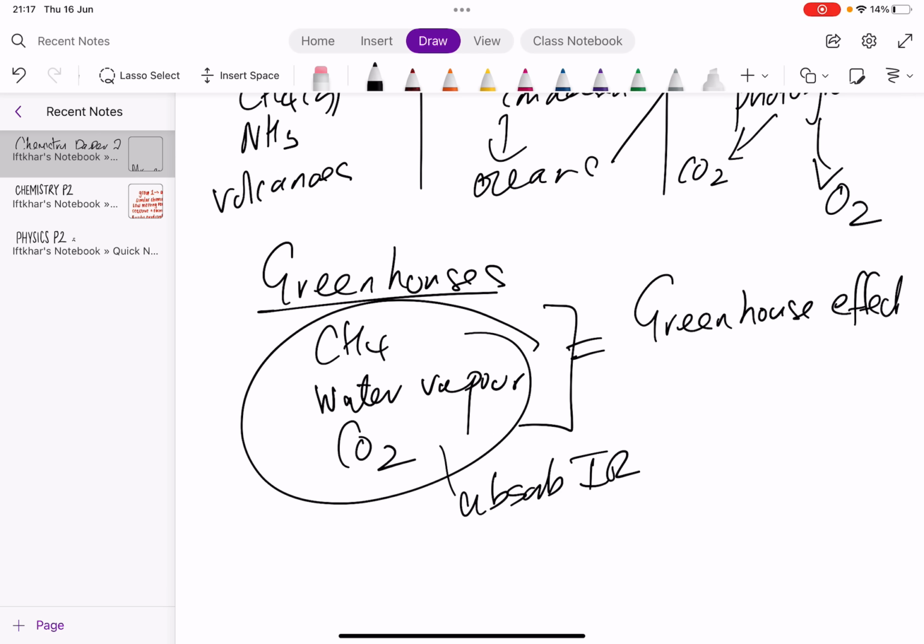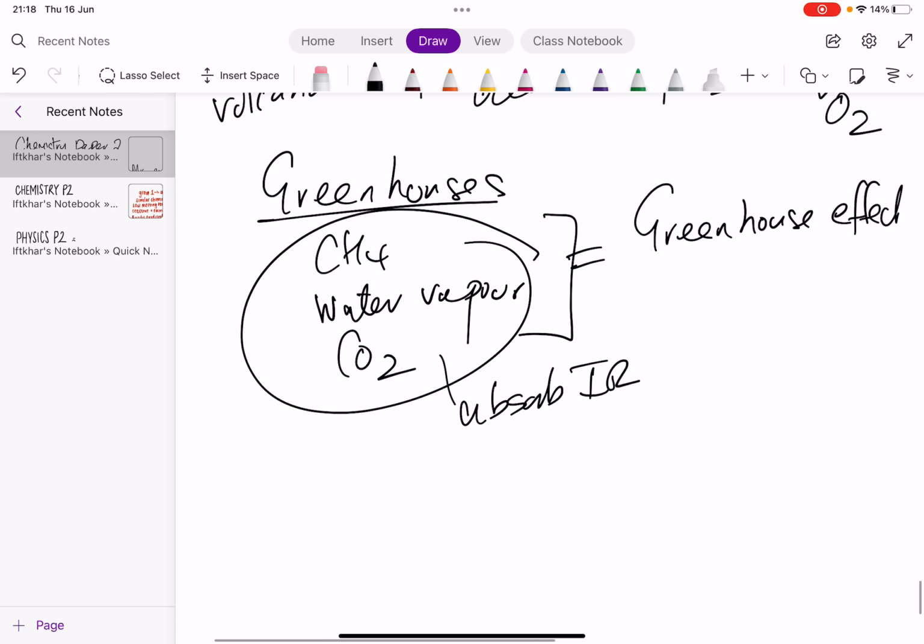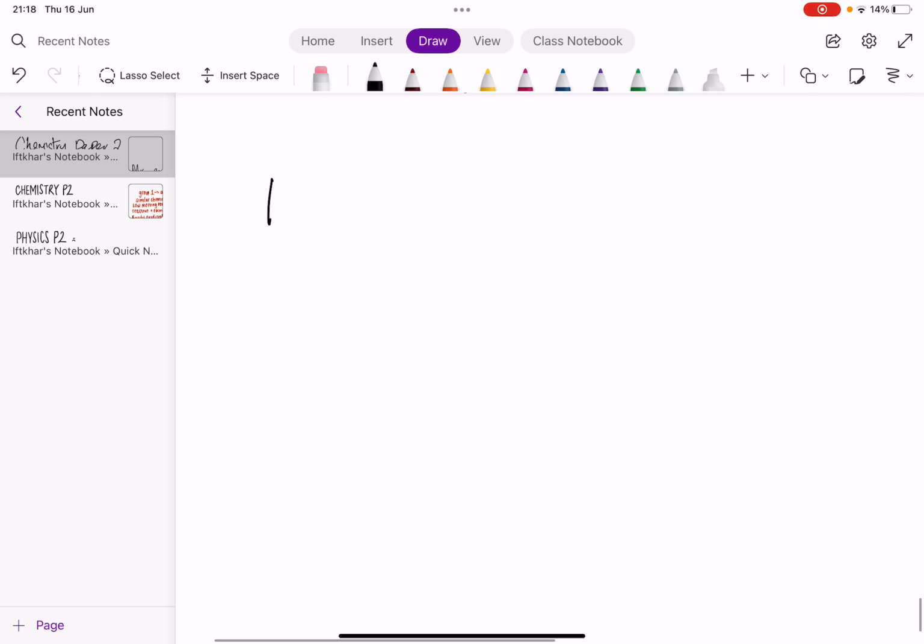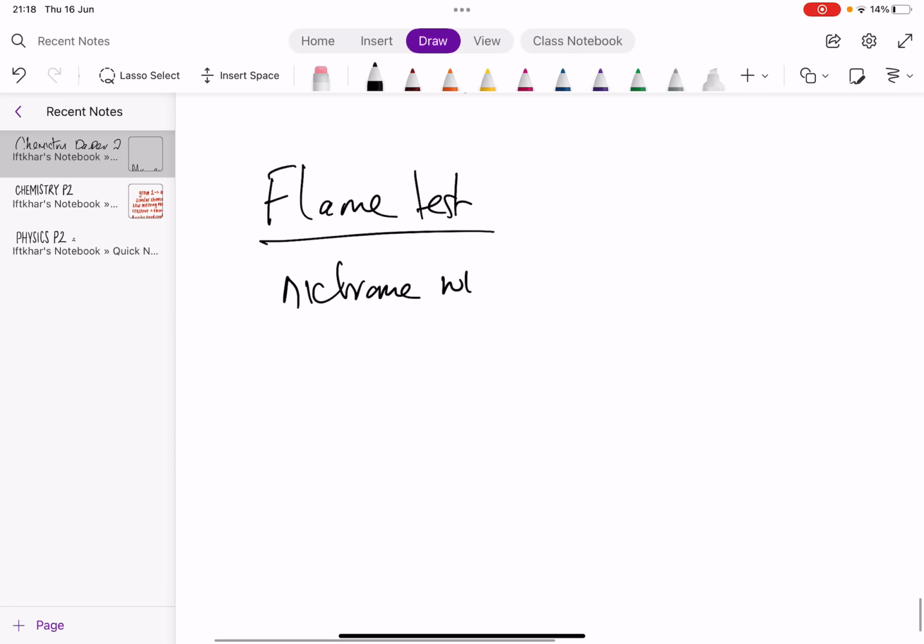So the topic I want to focus on now is qualitative analysis and tests for ions. Flame test. Make sure you know how to do a flame test. You need a nichrome wire. You need to clean it in hydrochloric acid. You need to place that in the solution under test or a solid under test. This flame test is for metal ions: lithium ion, sodium ion, calcium ion, copper ion.